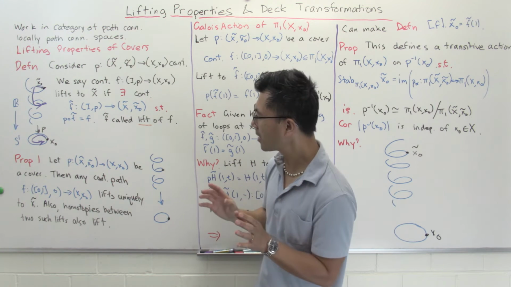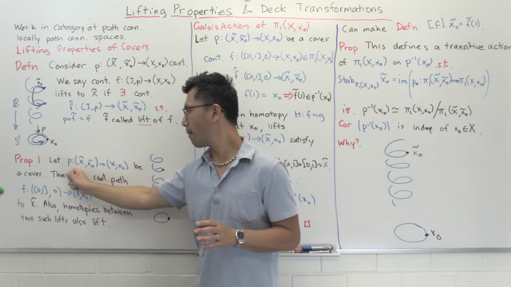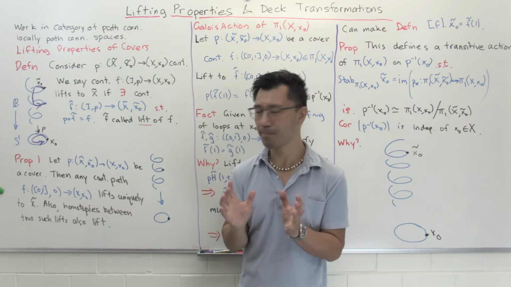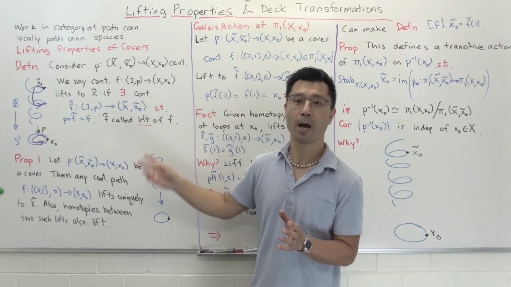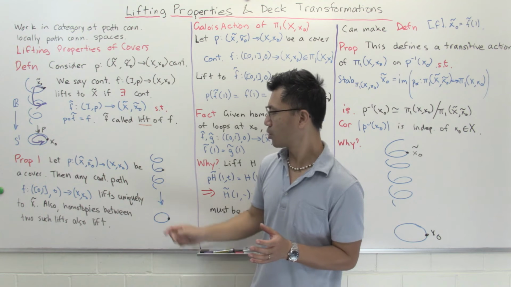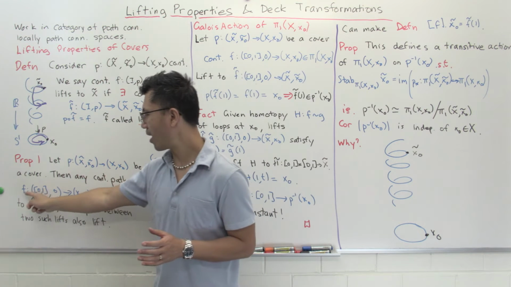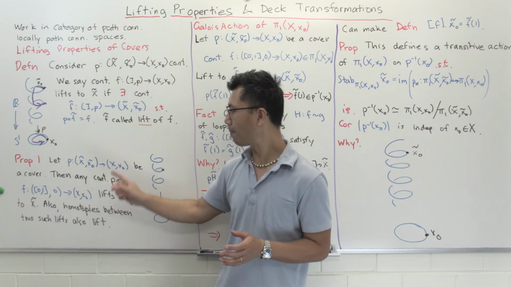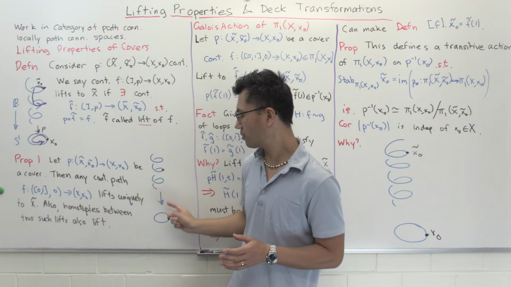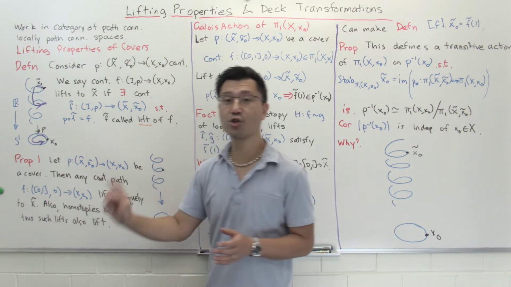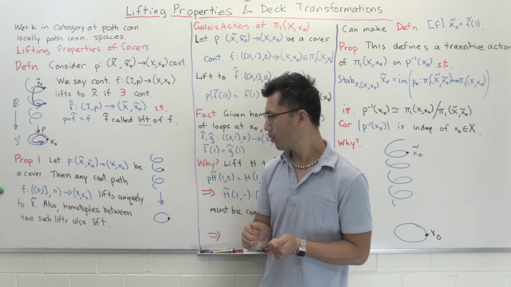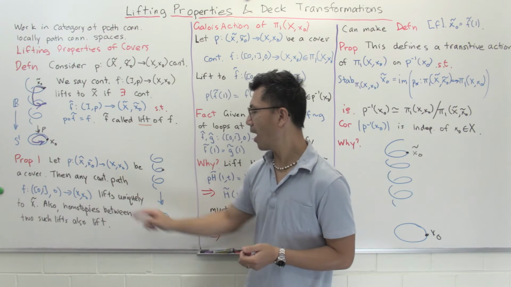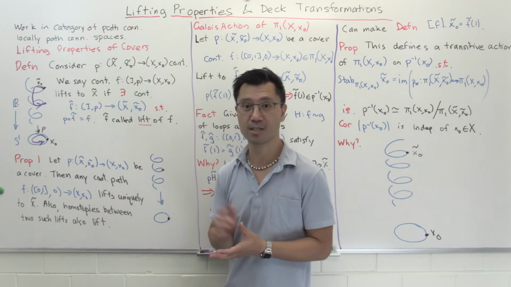What's really nice is that if you have a cover, say P from x tilde, x0 tilde to x, x0, then you can always lift continuous paths. More precisely, if you have a continuous path f from I, 0 to x, x0, then it lifts up to x tilde, from downstairs to upstairs, and it lifts uniquely. There's a unique lift like that. Also, if you have homotopies between two such paths downstairs, they will lift to homotopies upstairs as well.